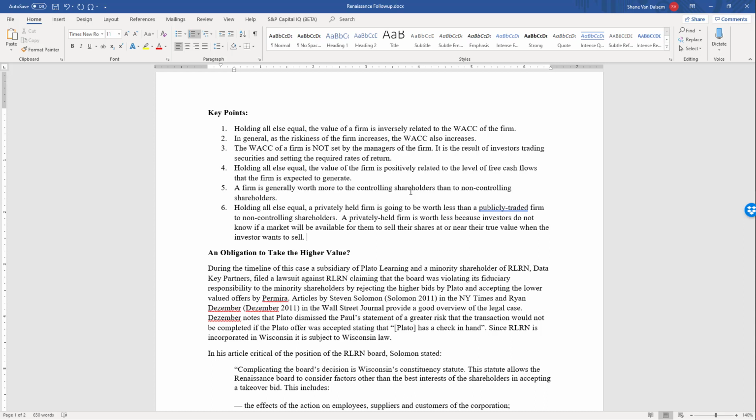Whenever Renaissance was sold, we're looking at it from the point of view that Renaissance is being sold to Permira. When it is sold to Permira, it's going to go from a publicly traded company to a privately held company, and so that would affect the value of the firm itself.